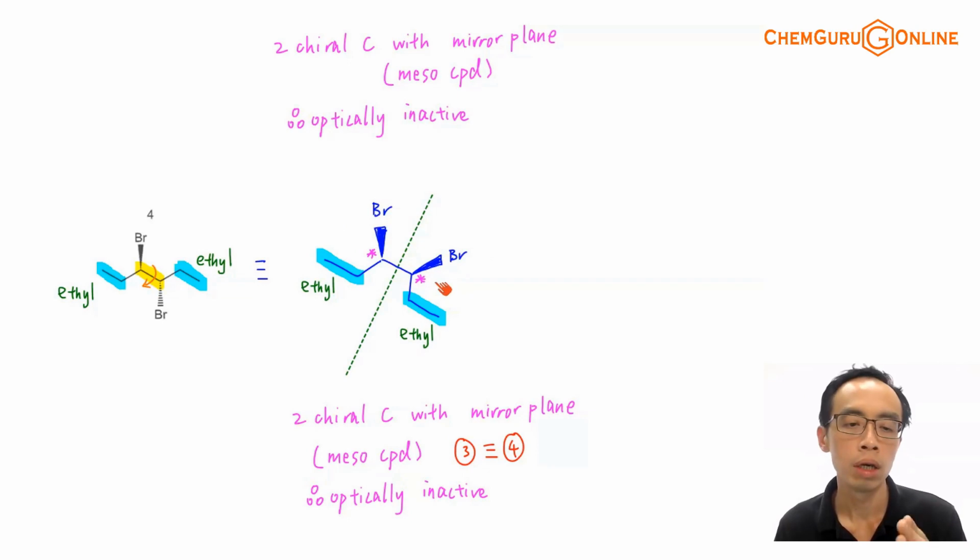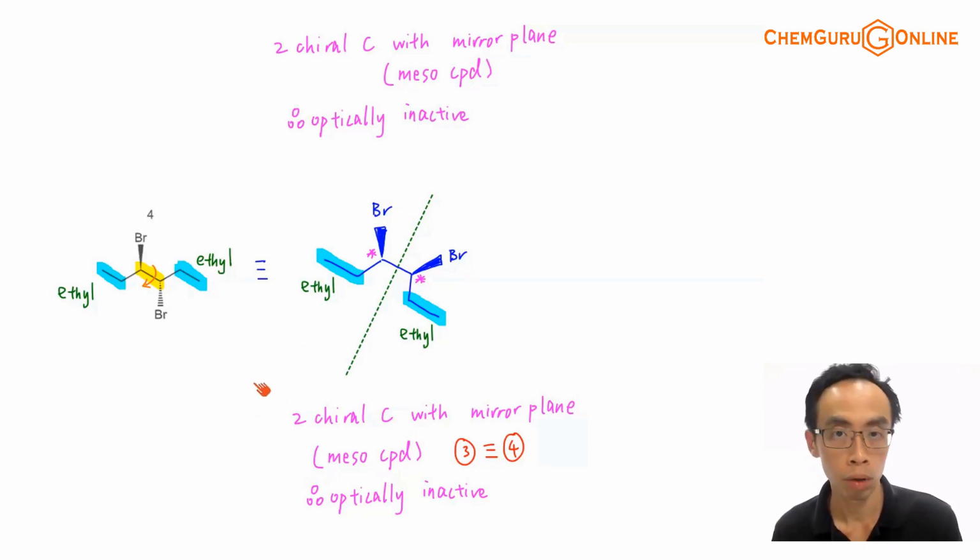Again, this is an example involving 2 chiral carbons present in a compound with an internal mirror plane. This is also my meso compound. This guy is also optically inactive. In fact, your compound number 4 and compound number 3 are identical. They are effectively the same thing. Both of them are optically inactive. They do not rotate plane polarized light.